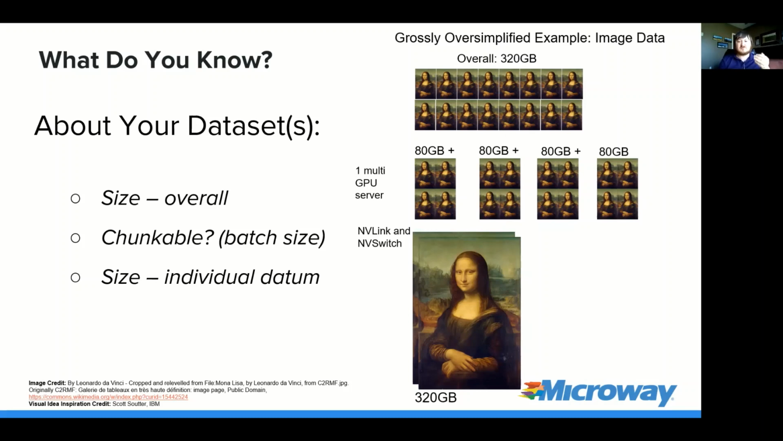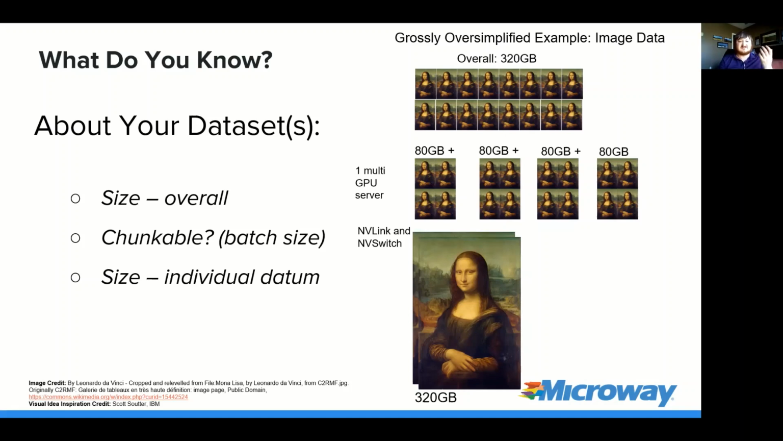And then going one layer down, thinking about the size of each individual piece of data. Well, say you don't have that beautiful data set at the top that's 320 gigabytes large and full of all these smaller images, but in fact you have individual images that are 320 gigabytes a piece in size.